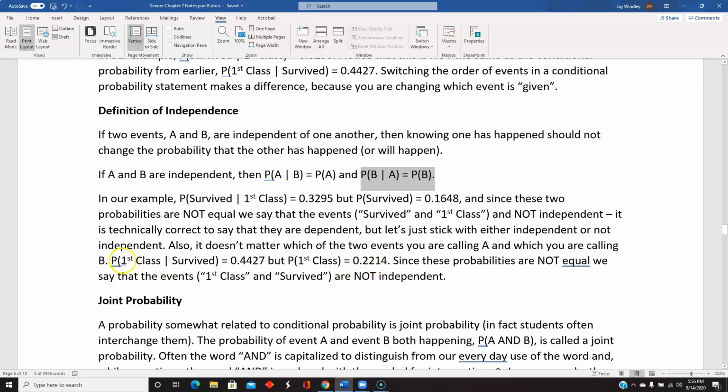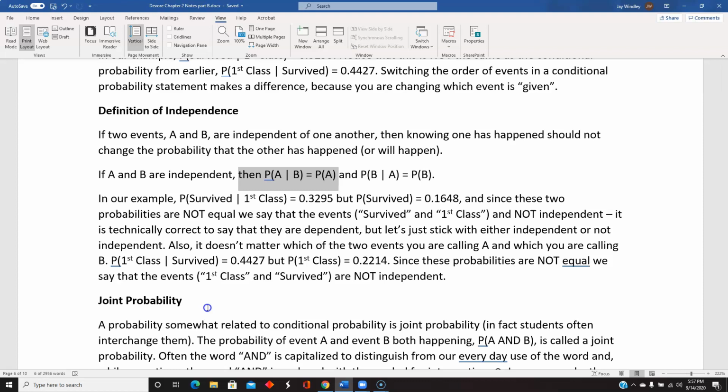And again, now first class is what we're calling A, and survived is what we're calling B. Still, we have those two probabilities that are not equal. Even though it's different than these two probabilities, it's still a legitimate check. And since those two probabilities are not equal, we say that the events first class and survived are not independent. Only if those two, this conditional probability and this marginal probability, are equal do we say the two events are independent.